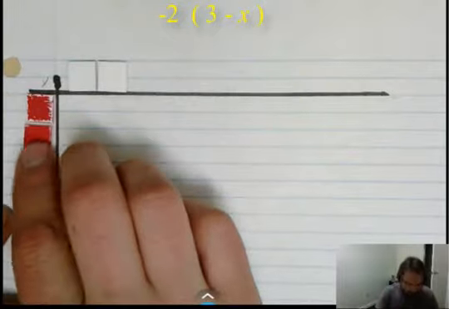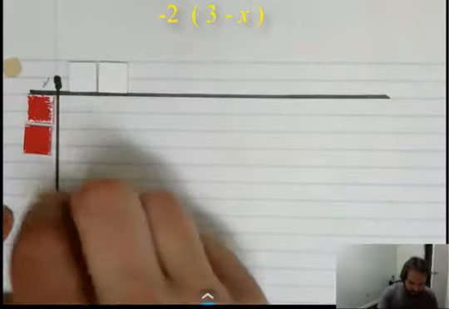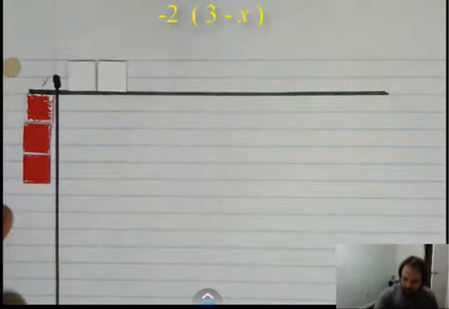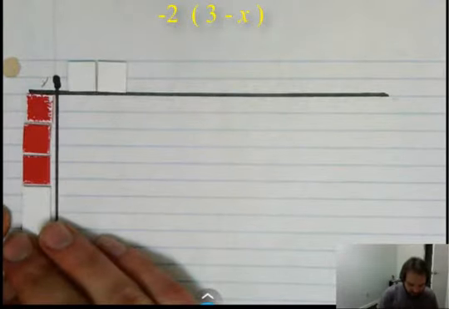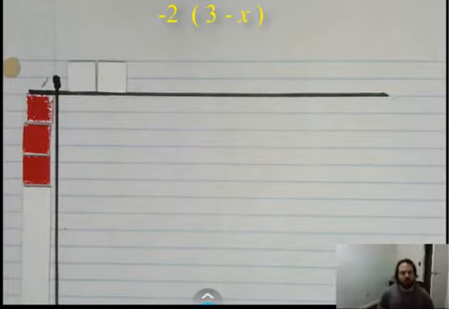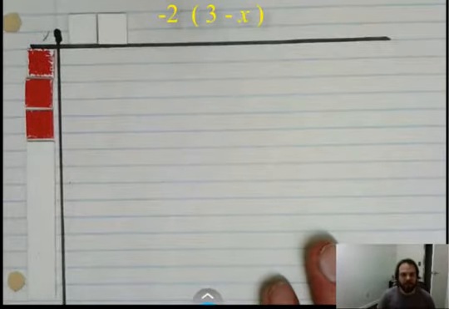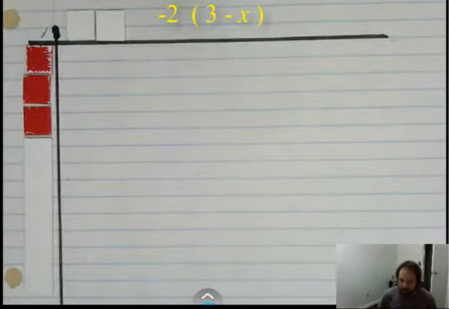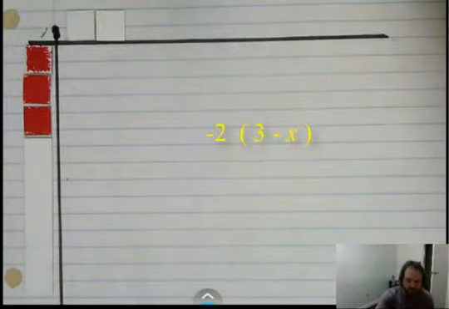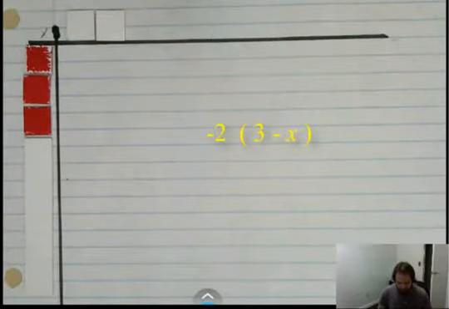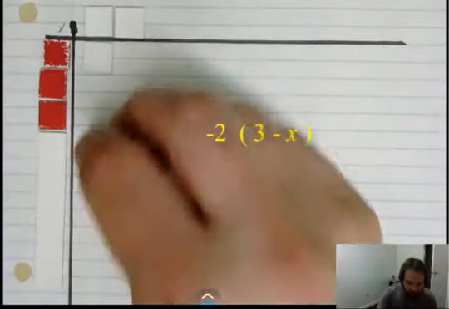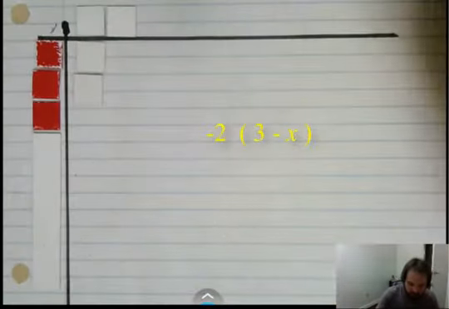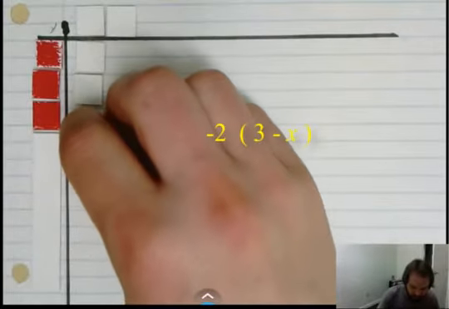3 reds. And we have a negative x. Okay? So let's look at this here. We have a negative and a positive multiplied together, which is going to give me a negative. We match our base and our heights together for each of these to make our rectangle.